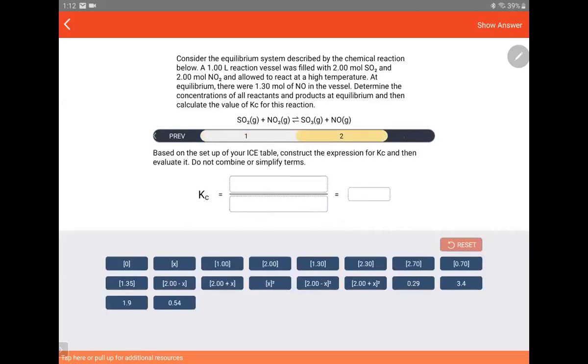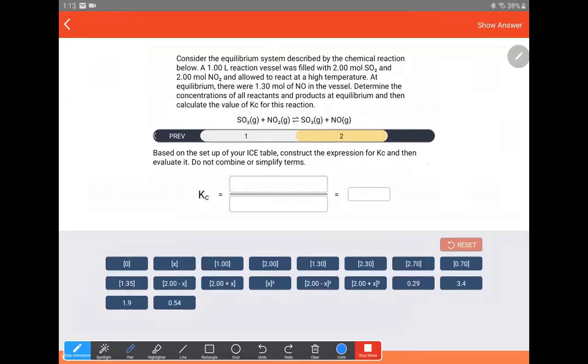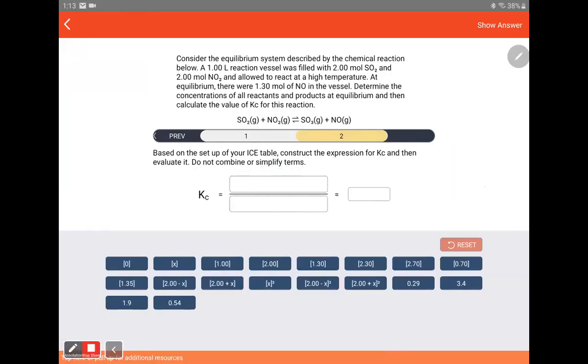So the next is based on the setup of your ice table, construct the expression for Kc. Now remember, Kc is equal to products over reactants. They're all 1-to-1, so there's no squared. And what we saw was both these were 1.3s, these were 0.7s. So that's what our expression should look like. Now it says, do not combine or simplify terms. So that means don't multiply 1.3 times 1.3 and just put one number on top. So put them each separately.